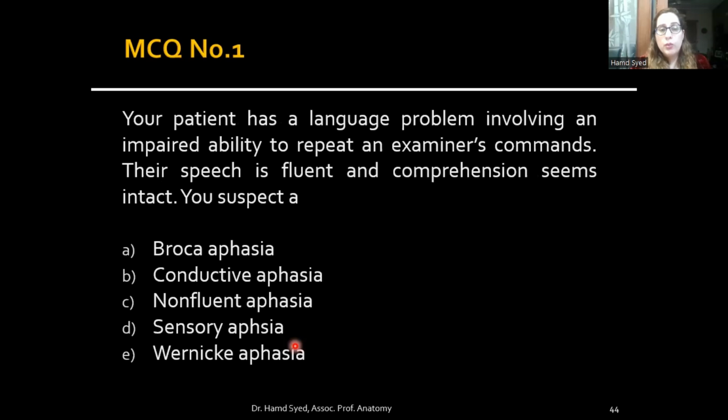Now here's the second one. Your patient has a language problem involving an impaired ability to repeat an examiner's commands. Their speech is fluent and comprehension seems intact. If this is the only language deficit, the impaired ability to repeat an examiner's commands, then B, conduction aphasia would be the answer, in which there is the arcuate fasciculus involvement, which is the connection between Broca's and Wernicke's areas.